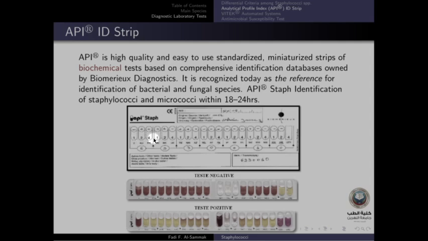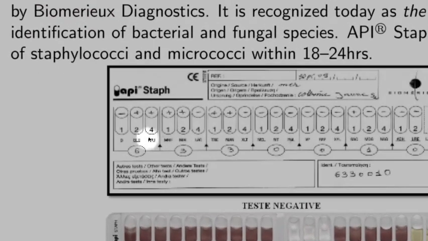The purpose of the whole strip is to come up with this 7-digit number. Then we go to the database, we look for that number, and this number will lead us to the species according to these tables. So this is the way of identification. The idea is how to reach this 7-digit number. Well, if we look closely at these wells, we see that each well has a definite weight. Here is a weight of 1, 2, and here is 4.